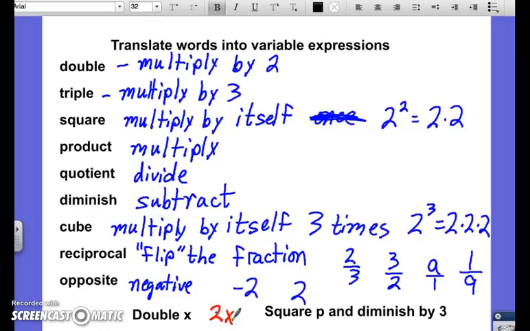Okay, so look at this last one here. To square p and diminish by 3. So square means to multiply by itself. So if we square p, that would be p squared, okay? And diminish by 3. Well, diminish, remember, means to subtract, so we would subtract 3.